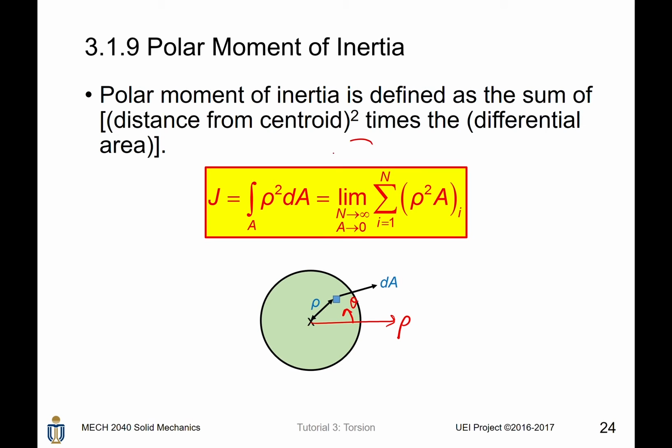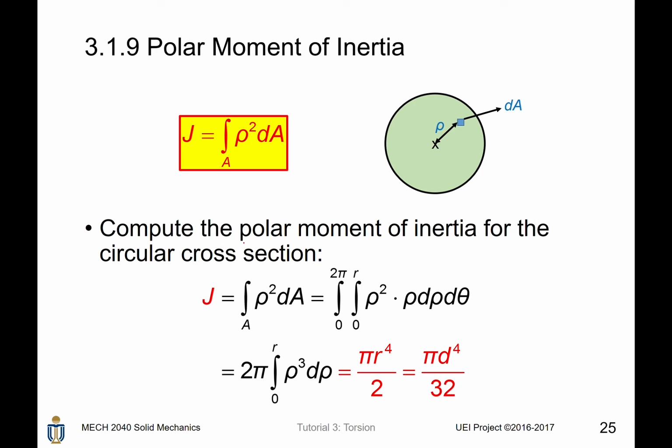You can ignore this notation if you think it is too complicated, but the basic idea is that we adopt the differential area element in the polar coordinate system. As we discussed in tutorial 0, to do this integral, we can do this. J equals the integral of rho squared dA. But for the polar coordinate system, the differential area dA is just rho d rho d theta.